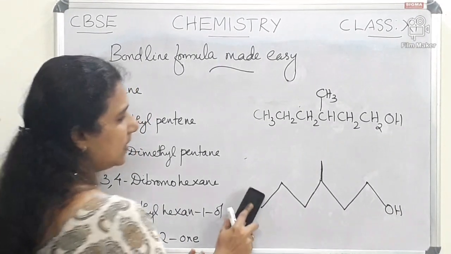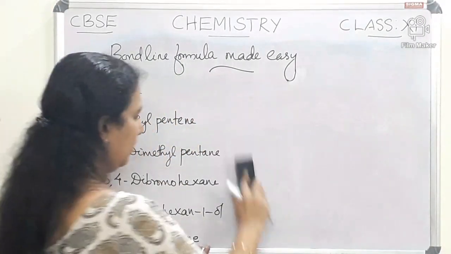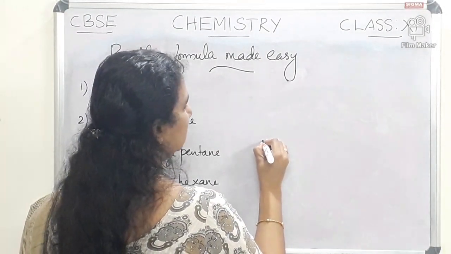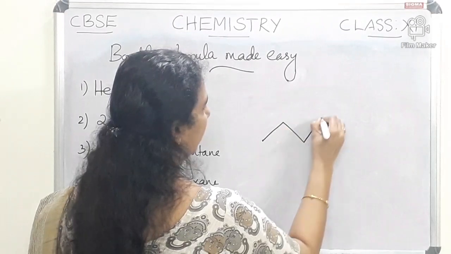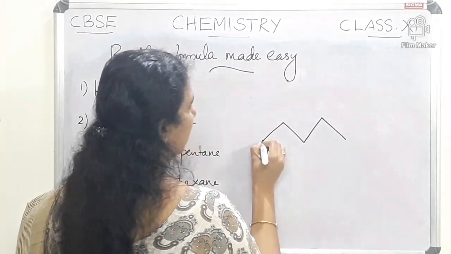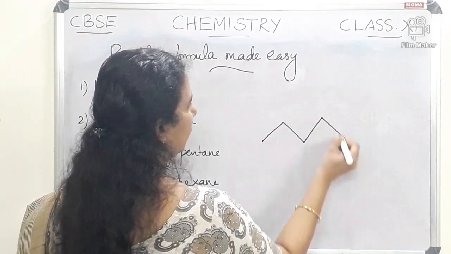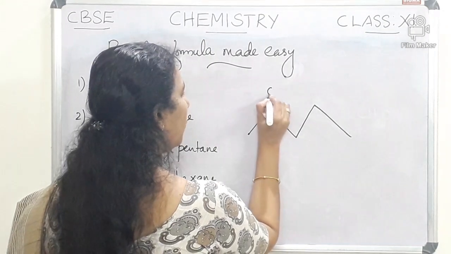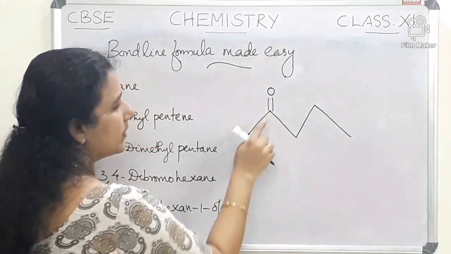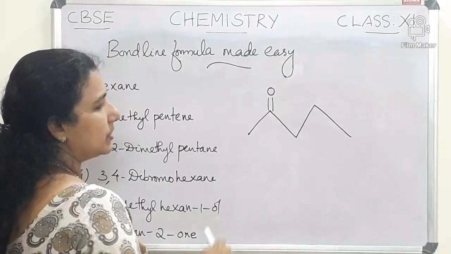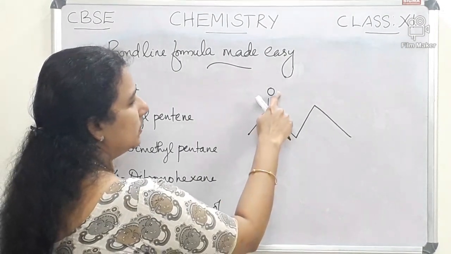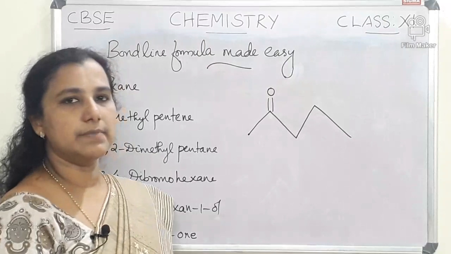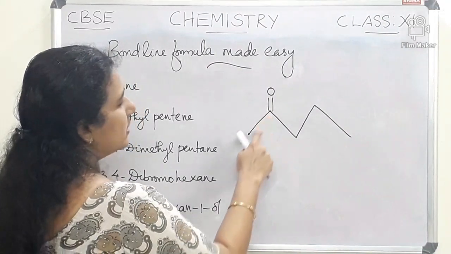Then the next compound is pentan-2-one. So 1, 2, 3, 4, 5. So 2-one means we know that C double bond O. So we should not write C here. So we are not writing C and H in bond-line formula. We have to draw the oxygen atom and also the double bond. So we have to show the bonds between atoms in bond-line formula. So this is pentan-2-one.